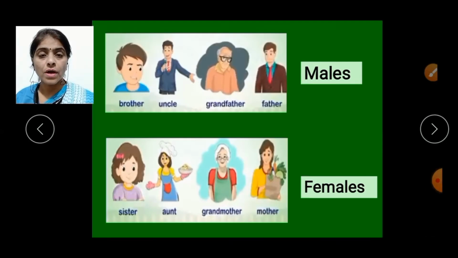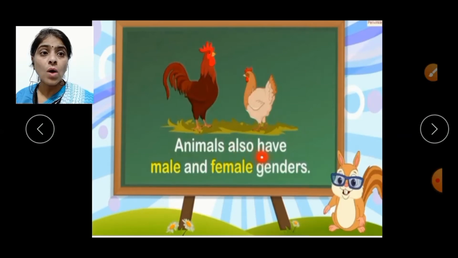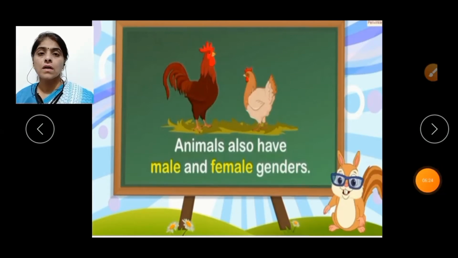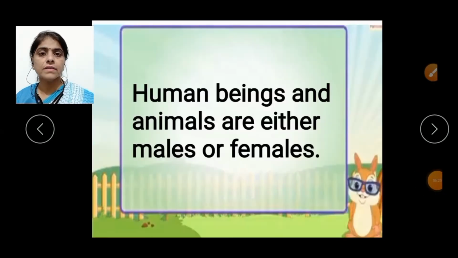And do you know, like human beings, animals also have male and female genders. In this slide you can see a cock and a hen. Cock refers to males and hen refers to females. Both are having different genders. So here we know very well that human beings and animals are either males or females. And these males and females belong to different genders.